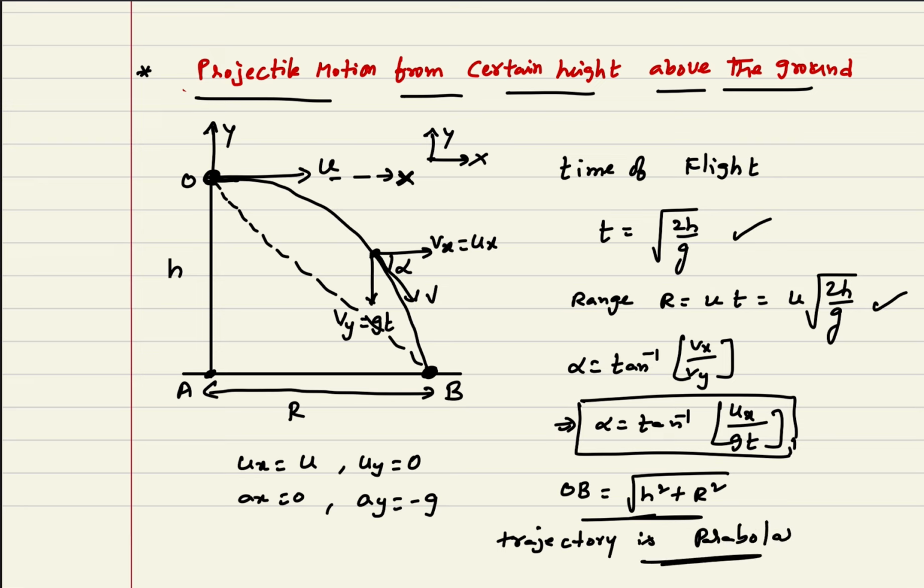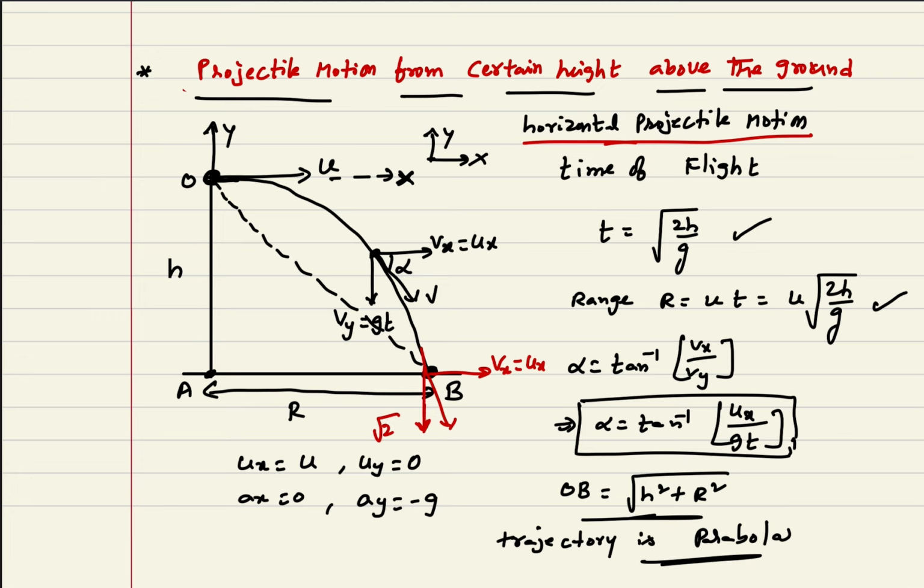So you can see here, this projectile motion is also called horizontal projectile motion. If you want to calculate the velocity when it hits the ground, horizontal velocity Vx is equal to Ux, and while dropping, it will touch the ground with root 2gh. That is my Vy value. We can calculate the Vx and Vy values at each and every instant.